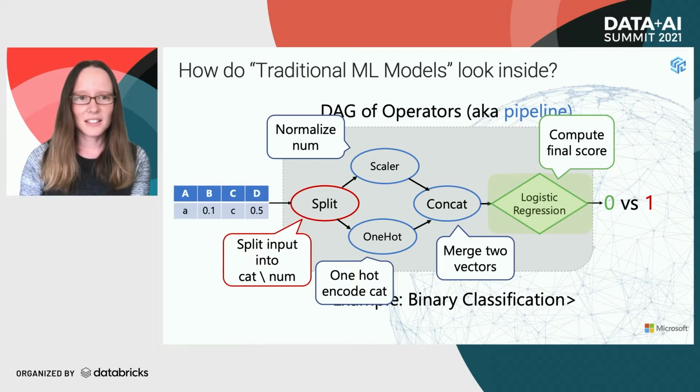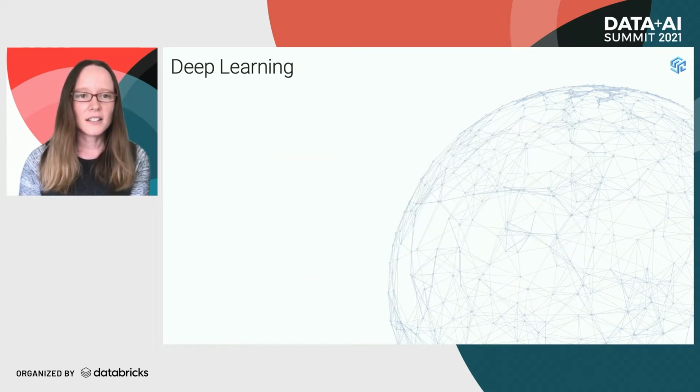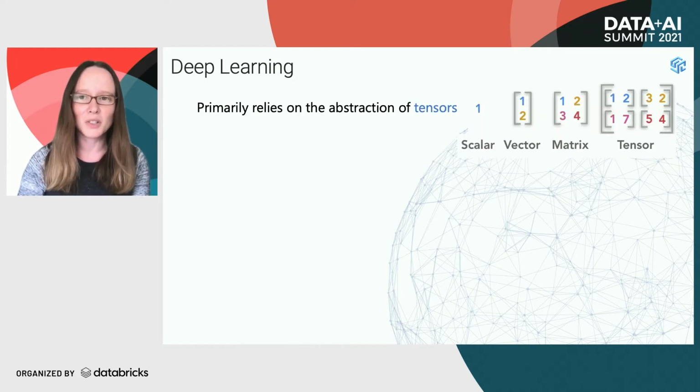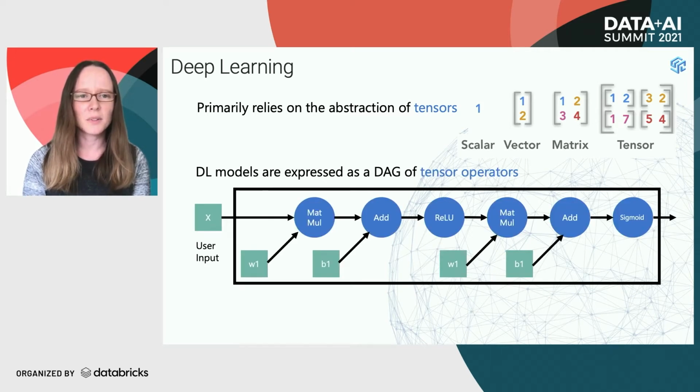We contrast this with deep learning. In deep learning, we primarily rely on the abstraction of tensors, and a tensor is very basically just a multi-dimensional matrix. So if we look inside a deep learning model, deep learning models are also expressed as a DAG, but specifically focused on tensor operators. Here you can see I have this very generic matrix multiplication, addition, those sort of mathematical operations that are easily represented across a wide variety of systems.